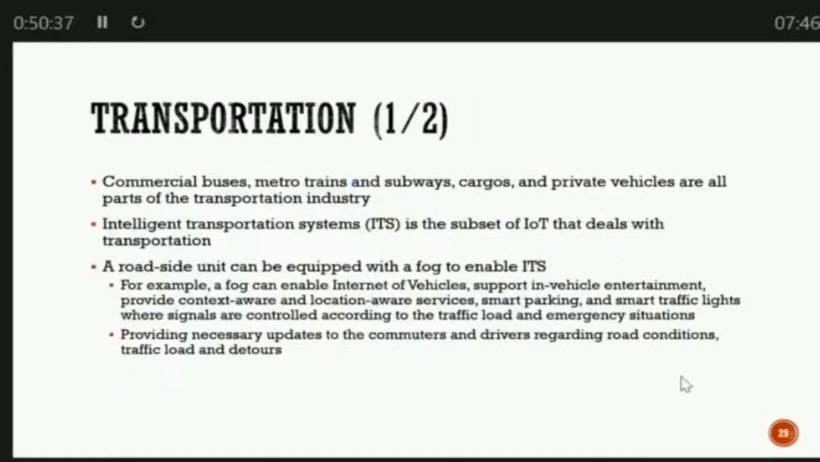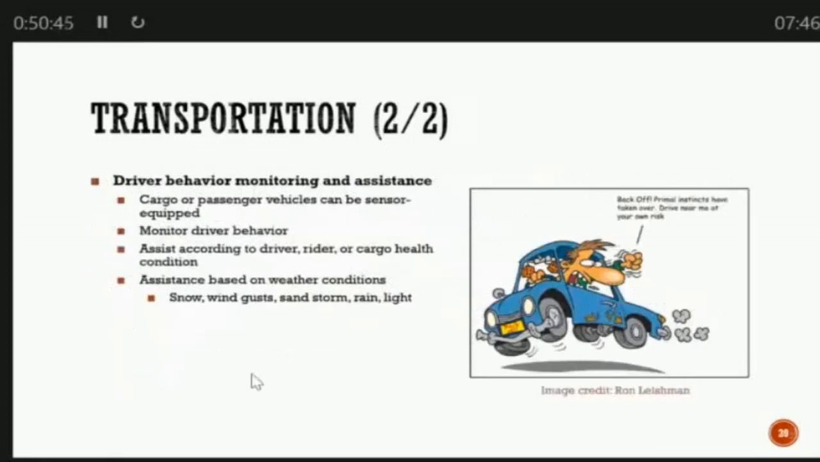I'll just quickly go over this because we are running short on time. This is one example: driver behavior monitoring and assistance. Monitoring the behavior of the driver through sensors would be very important. That is possible through fog computing. Why is it important? Because you can assist the driver, you can monitor if the driver's behavior is ethical or not, if the driver behavior is good for the overall commute system or not, overall transportation, and all that stuff. You can also assist the driver based on the weather condition and road condition as well, for example snow, rain, light conditions, and all that stuff.